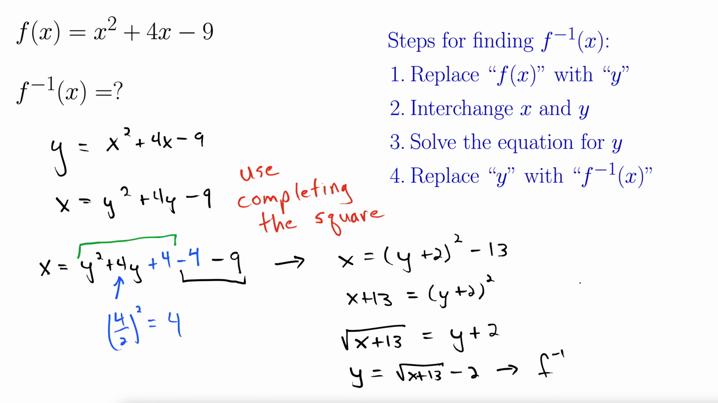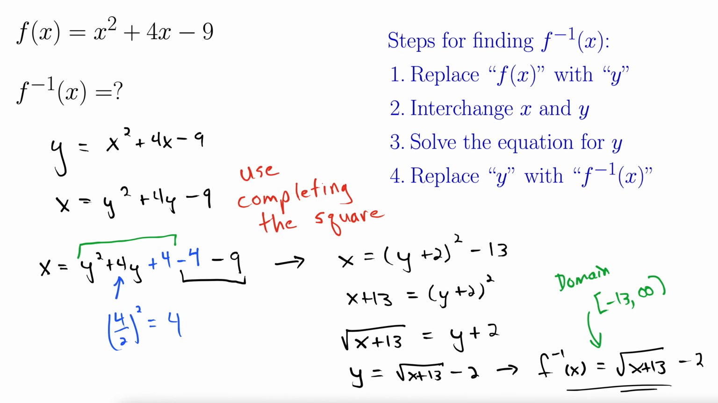F inverse of x, last step of our steps here. Replace that y with f inverse of x just to make it look right. Square root of x plus 13 minus 2. There we go. And now, just to get the domain in there as well, the domain of the inverse, we can look at this and we say that the domain is, well, we can look at this. How about negative 13? I'm just keeping the inside of that square root positive, so that would be negative 13 off to infinity if you wanted the domain of the inverse as well.